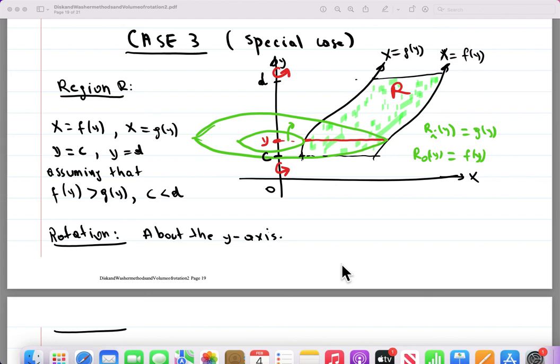Hello. So this time we're still on section 6.2, chapter 6, section 2, part 2. Part 2 is about finding the volume of rotation using the washer method. We already made videos on case 1 and case 2, so now we're going to make the video on case 3.